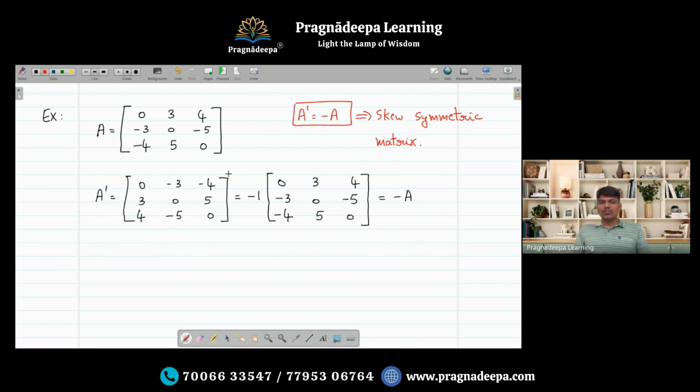Suppose we don't take the negative sign outside, and directly get A dash is equal to A, then it is no more skew symmetric, it is simply called symmetric. And students, please understand again, here A cannot be rectangular. A should always be a square. Symmetric and skew symmetric matrices come under square matrices.